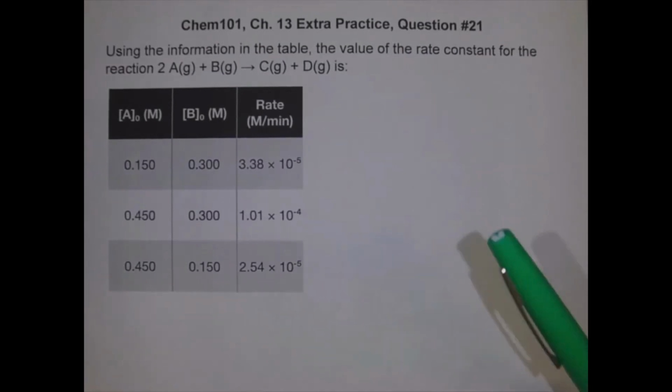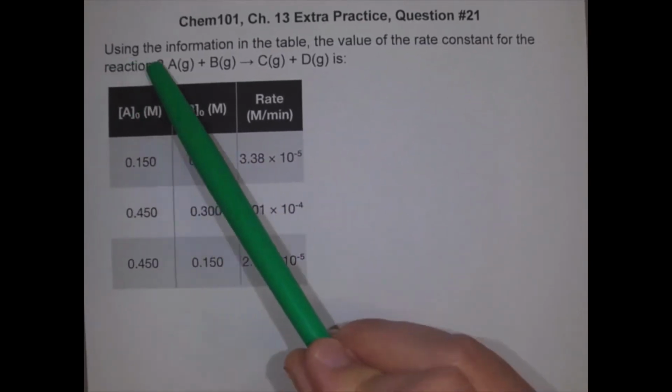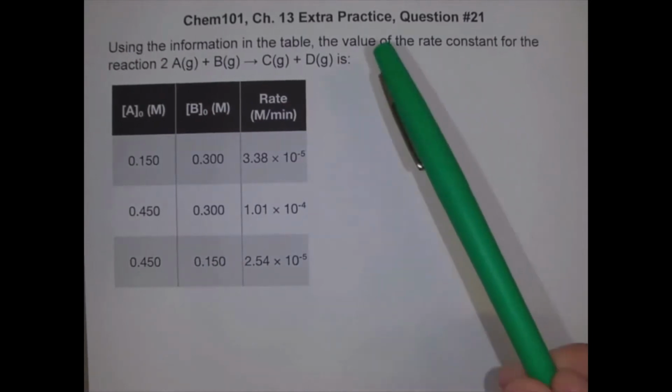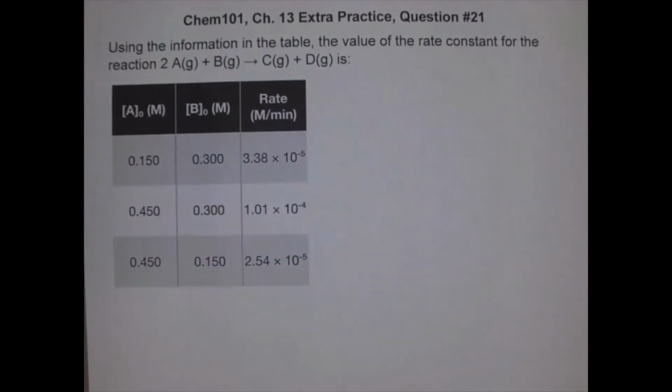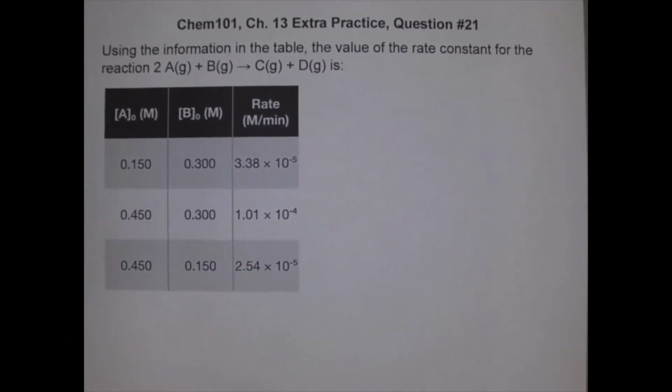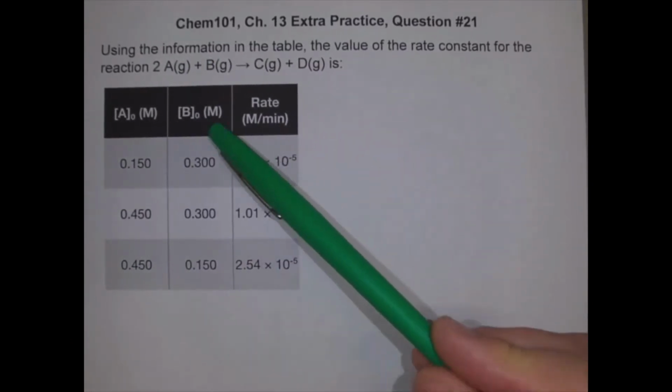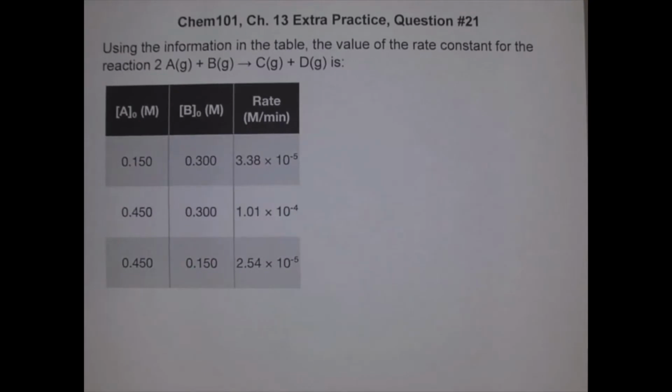Okay, so this question asks us to use the information in the table and calculate the value of the rate constant, and we're given this reaction right here. So this is one of those problems where the first thing we need to do is use this experimental data to come up with the rate law. And once I know the rate law, then I can calculate the rate constant. That's the steps we need to take.